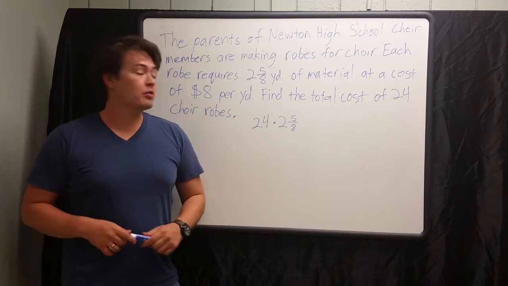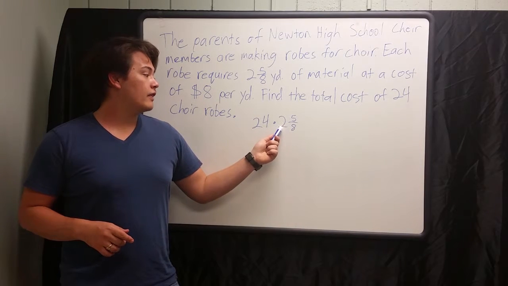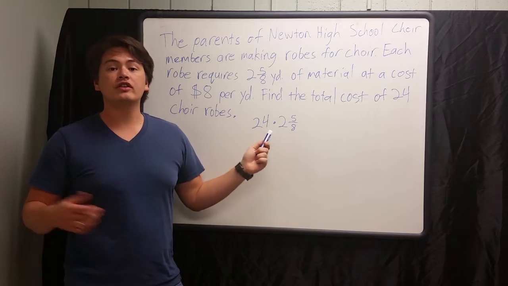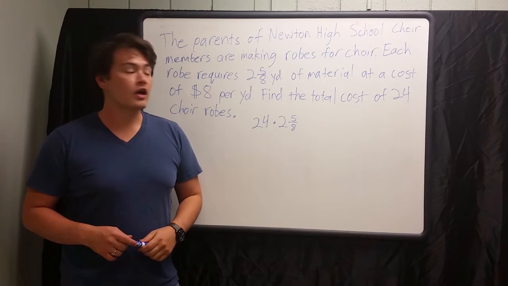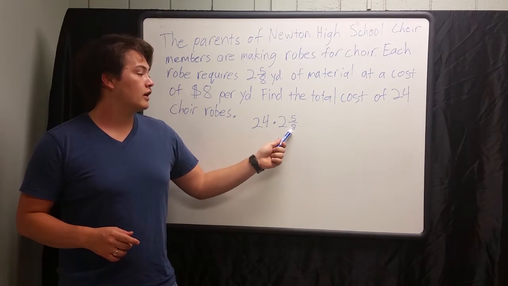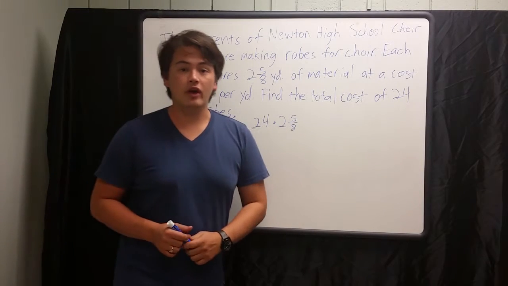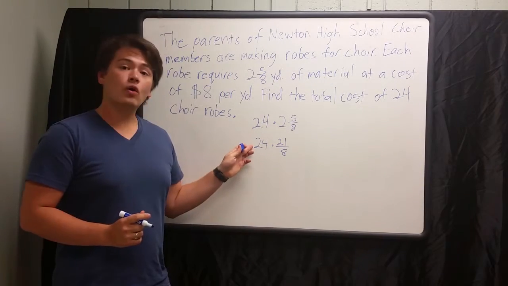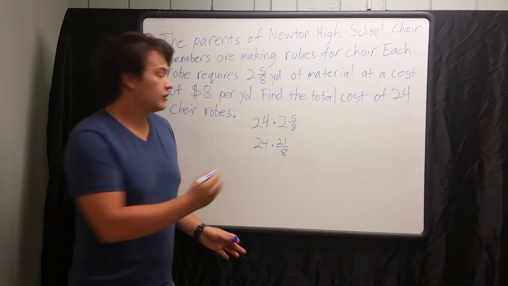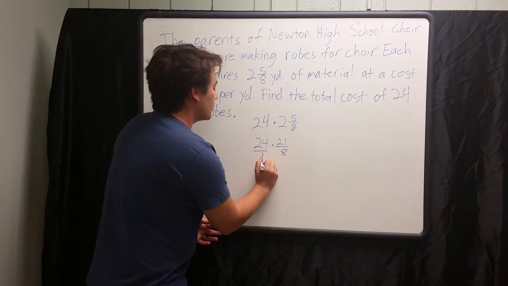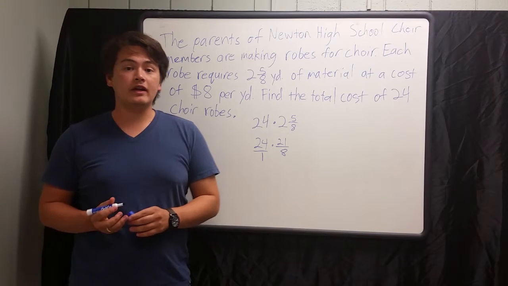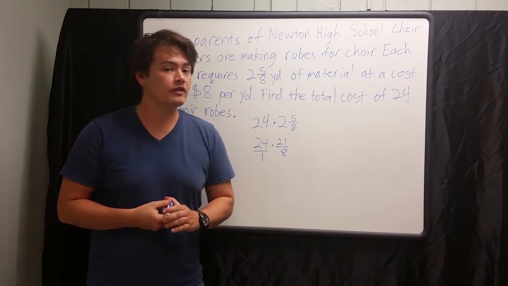When I'm doing this problem, I want to make this mixed number into an improper fraction. So it's going to be 2 times 8, which is 16, plus 5, which gives us 21 over 8. Any whole number is always going to be over 1. And we're going to treat this like we're multiplying fractions because it's going to make it easier.